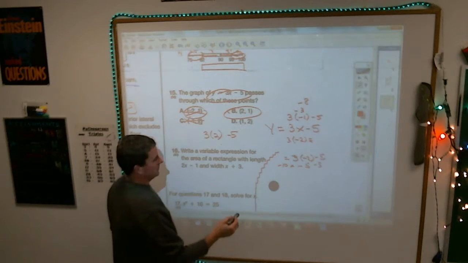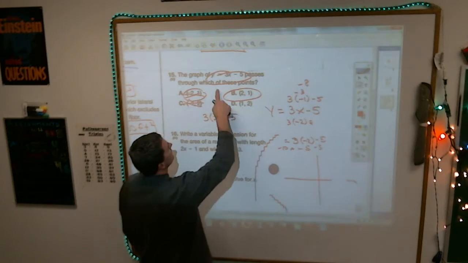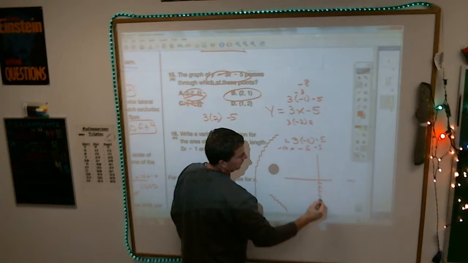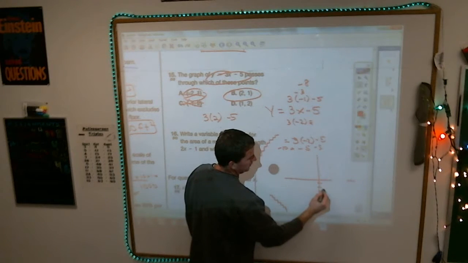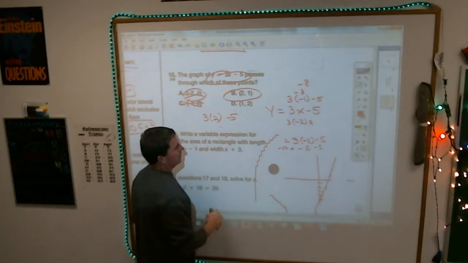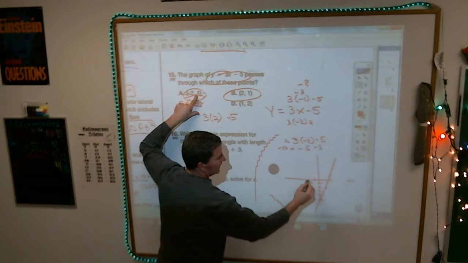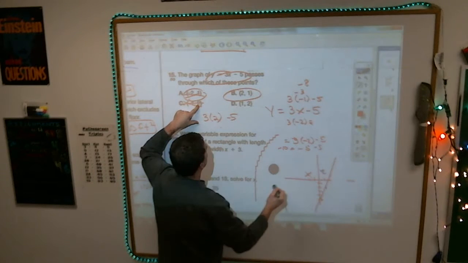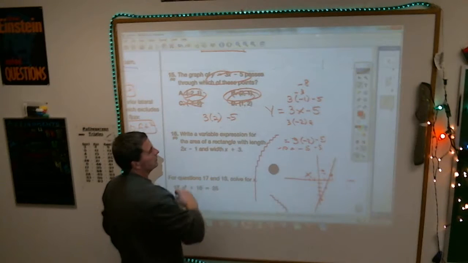Or if you graph that equation, it is what? Crosses the y-axis at negative 5, 1, 2, 3, 4, 5, has a slope of 3, so it goes up 1, 2, 3 over 1, up 3 over 1. Which one of these points are going to fall on that? Is negative 2, 1 on that line? No. Is 1, 2 on that line? No. Is 2, 1 on that line? Yes. Falls right there. 2, 1.